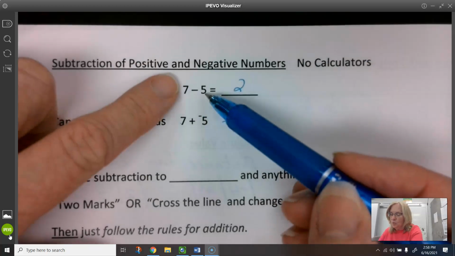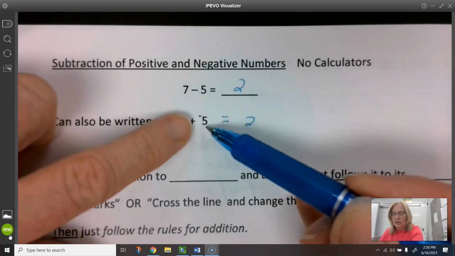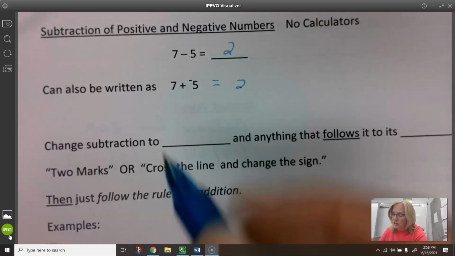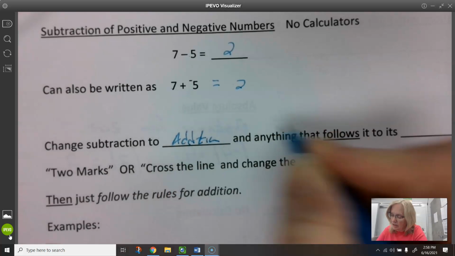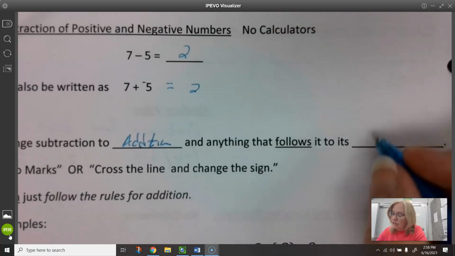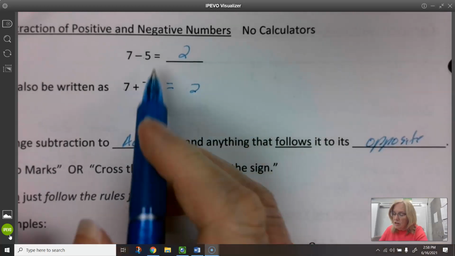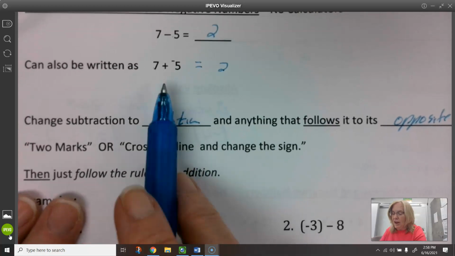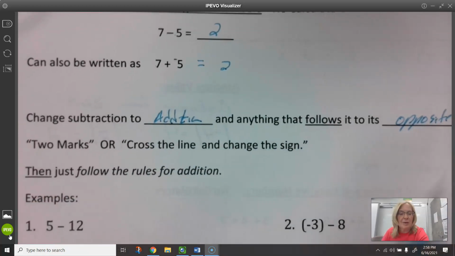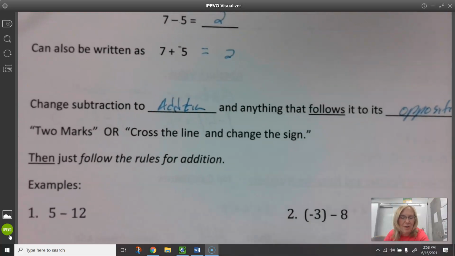Now, if I look at this, what did I do? Well, I changed subtraction to addition, and whatever follows subtraction to its opposite. So change subtraction to addition, and anything that follows it to its opposite. So we talked about opposites on the page before. So the opposite of 5 is a -5, right? Now, that's mathematically what I need to know. But how am I going to remember it?